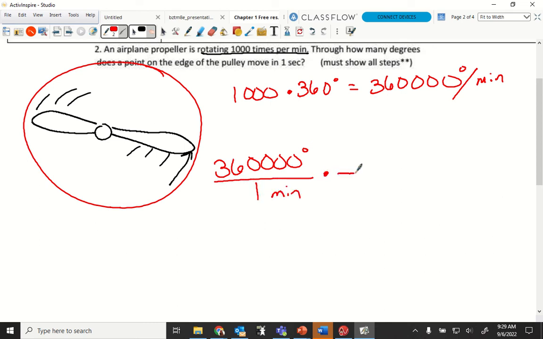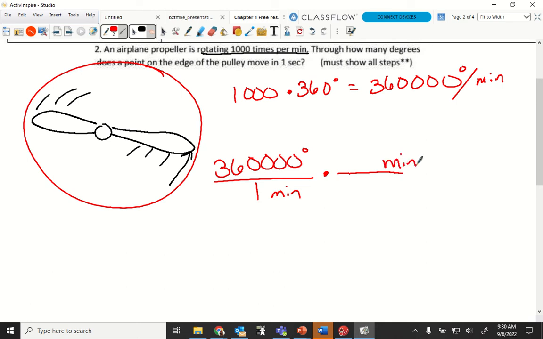And what do I want to get rid of? I want to get rid of the minutes, right? So if minutes are right there on the bottom, where is minutes going to have to end up? Top. Why top? Because it can cancel, right? So if minutes are on the bottom, I need minutes on top, if that's what I'm trying to get rid of. So minutes here.